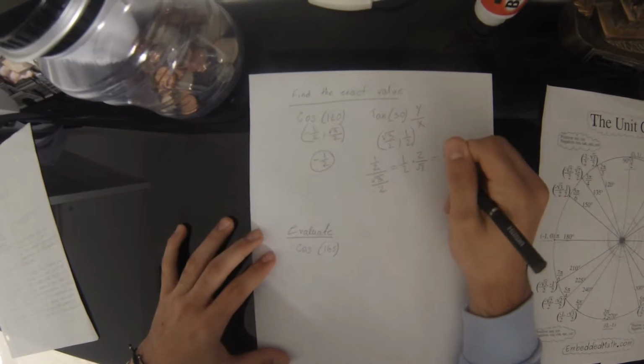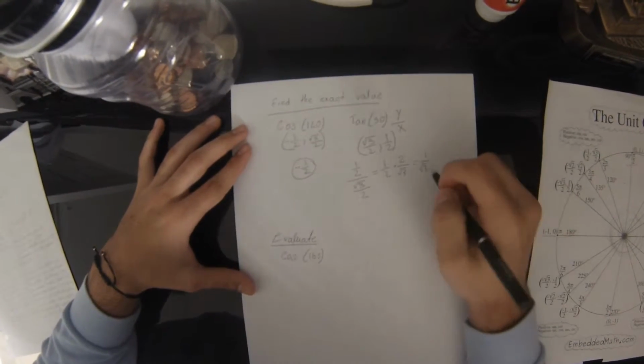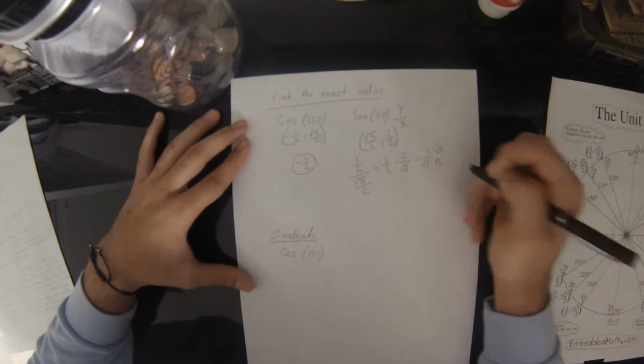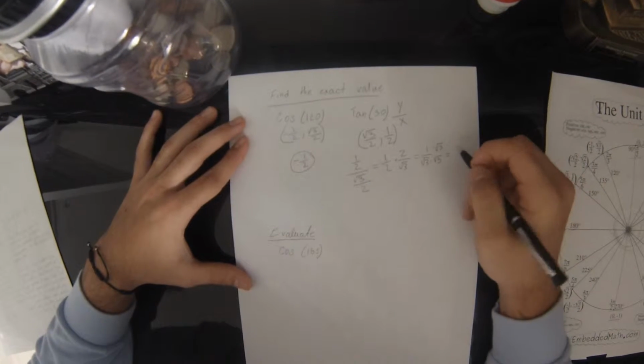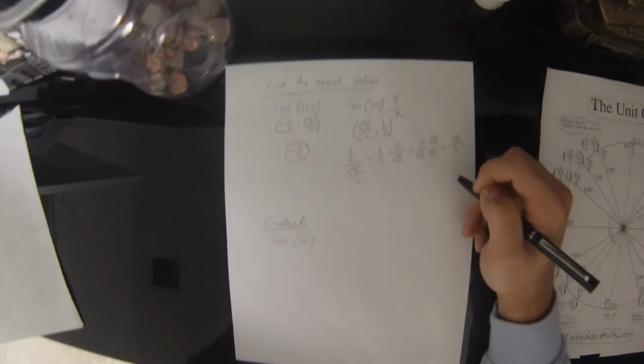We're going to get 1 over square root of 3, but we cannot have a square root in the denominator. So to take this square root out of the denominator, we multiply both top and bottom by the square root of 3. And our answer would be square root of 3 over 3.